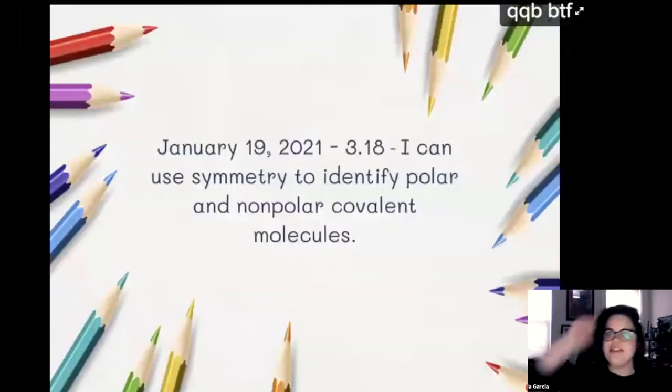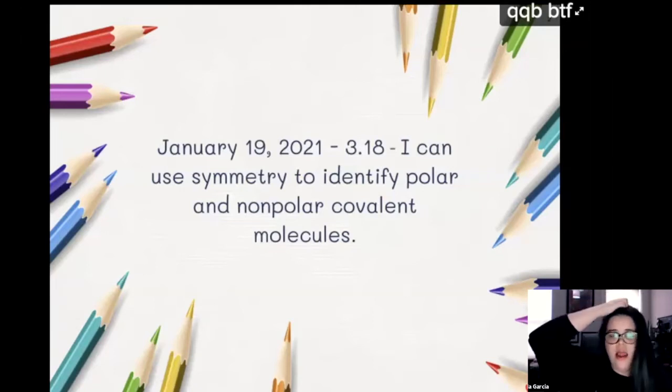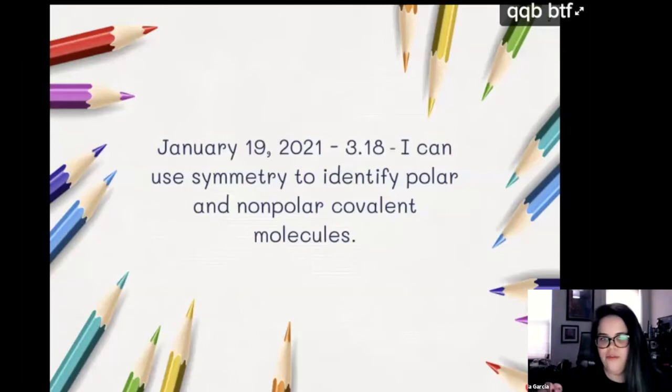By the end of class today, hopefully you can say this statement with some truth behind it. I can use symmetry to identify polar and nonpolar covalent molecules. Now, most of you probably can't do that right now. Understandable, because you don't know what some of these words mean. There's probably one word on this screen that most of you have never heard before, but some of them you have heard before, and so I'm going to show you how you can use your previous knowledge and put it together to talk about this concept, okay?